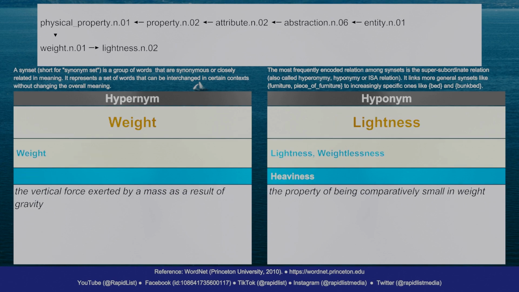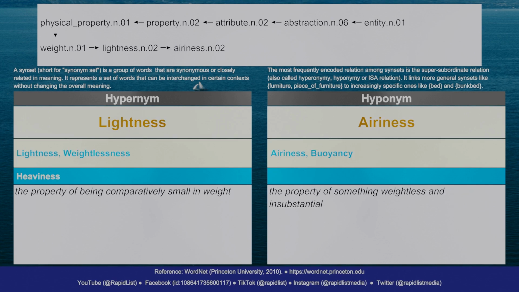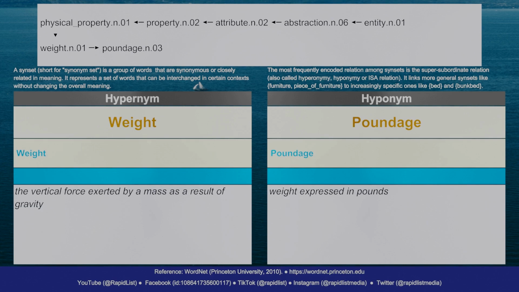Lightness. The property of being comparatively small in weight. The lightness of balsa wood. Airiness. The property of something weightless and insubstantial. Poundage. Weight expressed in pounds.